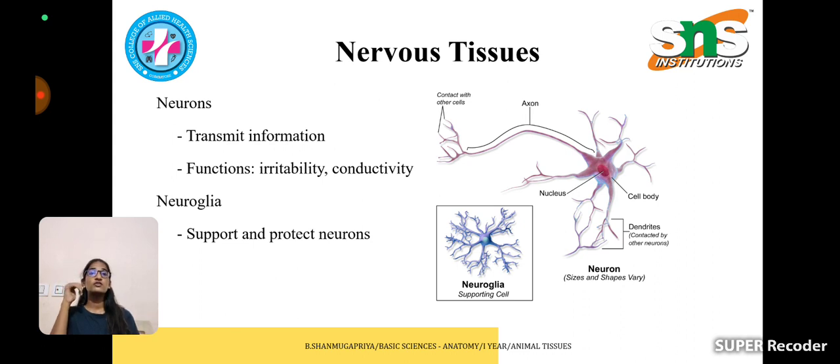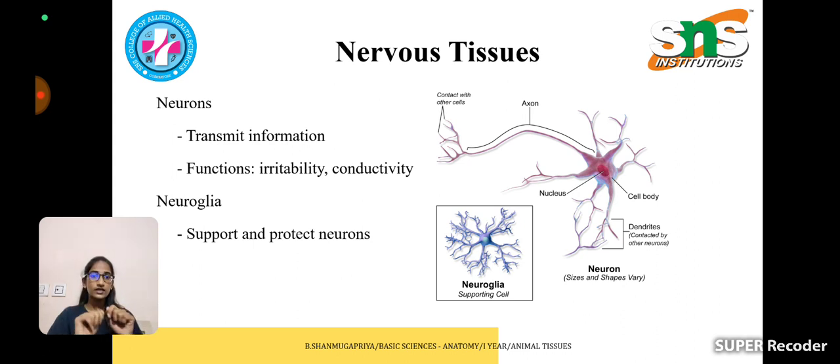Neuron is also called a nerve cell. It is an electrically excitable cell that receives, processes and transmits information through electrical and chemical signals. It is the working unit of the nervous system, and it consists of a cell body with cytoplasmic extensions, dendrites, and then axon. And in the image, you can see the structure of neuron as well as neuroglia.